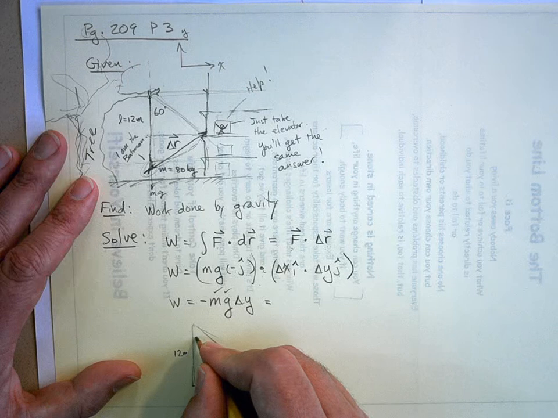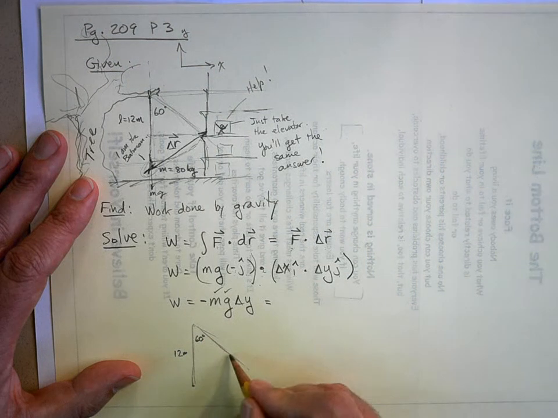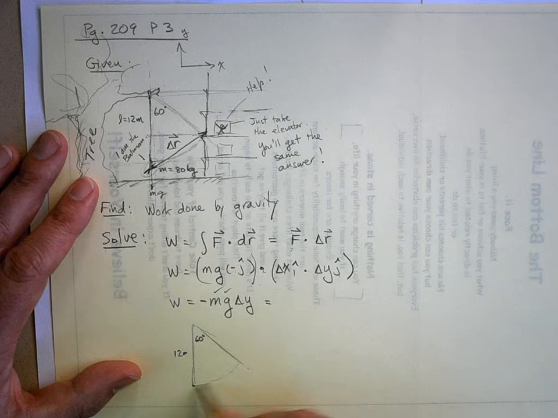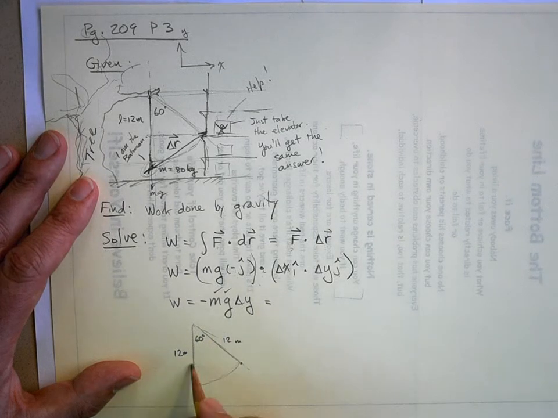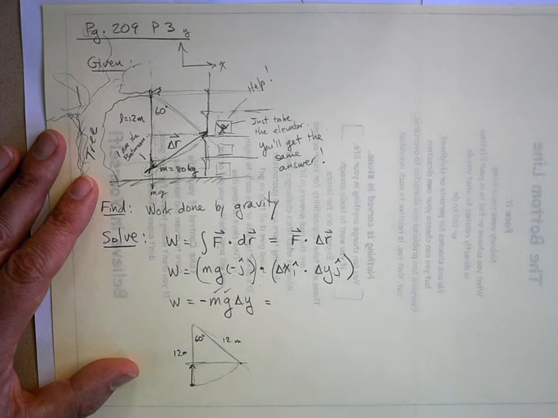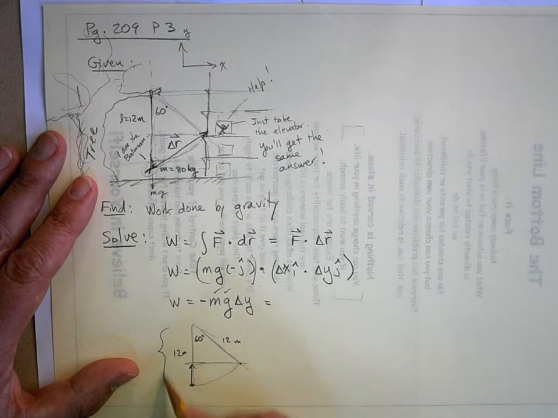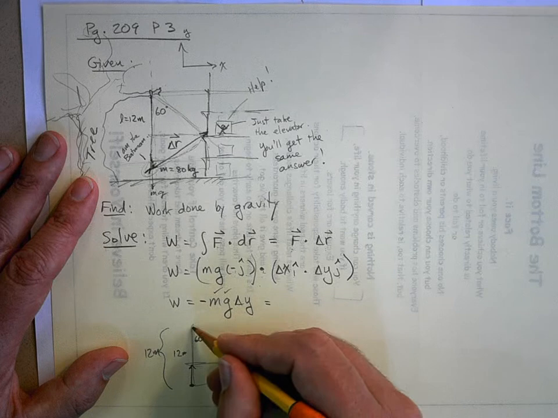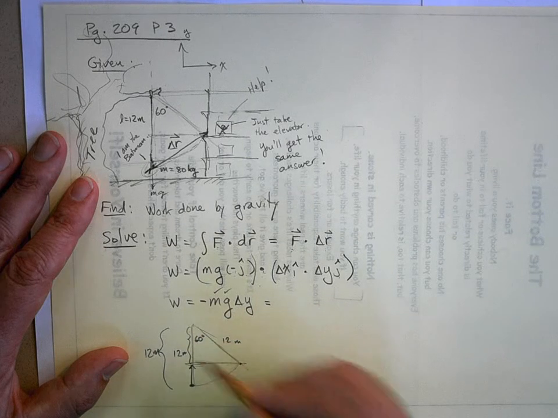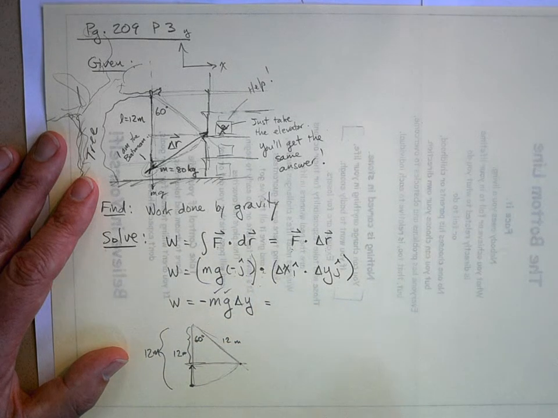Here's 60 degrees. And this is just going to swing up like this. So this is 12 meters here. This is my delta y from here up to here. So I need to figure out what that length is. What I can do is take that 12 meter length and subtract this length from it. So I need to know what that length is.